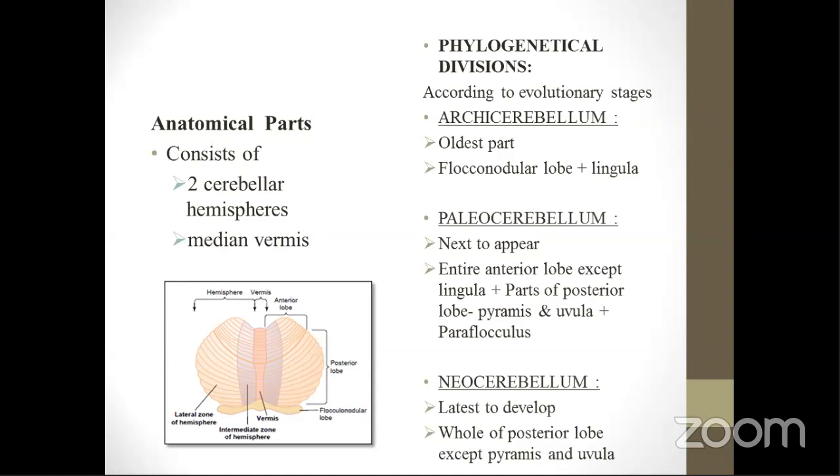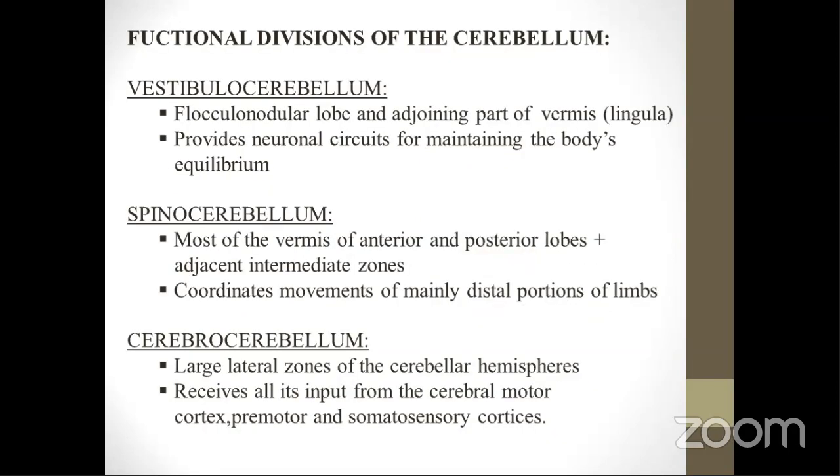If you are very fast in writing, you can also write these phylogenetic divisions. These depend on the evolutionary stages: archicerebellum, paleocerebellum, and neocerebellum. As developmental stages, you have these phylogenetic divisions. But it is not compulsory to write the phylogenetic division in the examination answer. What is more important is the functional divisions of the cerebellum. So regarding your long answer question, this is how the cerebellum is functionally divided into three parts.